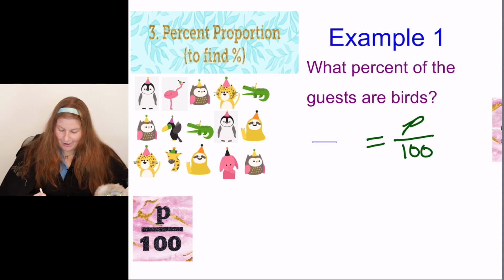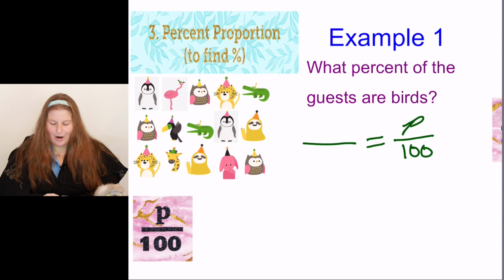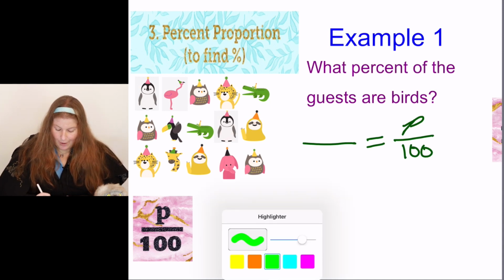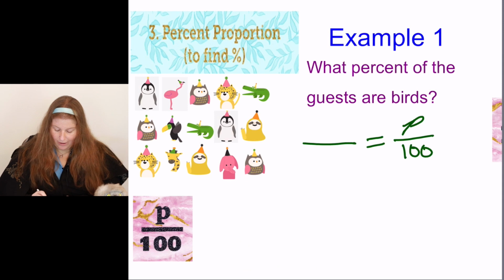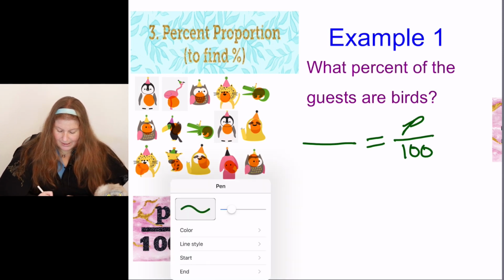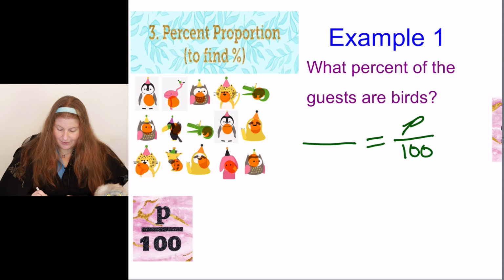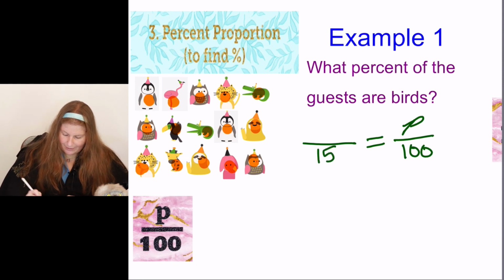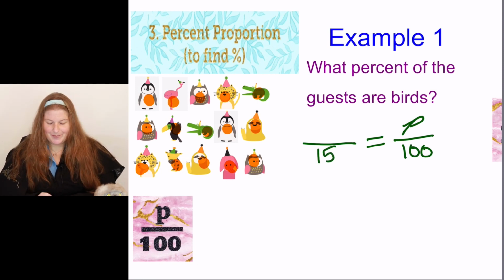Next up, I have to figure out what fraction of my party guests are birds. To do that, I'm going to start with counting how many party guests I have in all. Birds and not birds. 1, 2, 3, 4, 5, 6, 7, 8, 9, 10, 11, 12, 13, 14, 15. So since the whole group, or my total, is 15, I'm going to write 15 as the denominator.